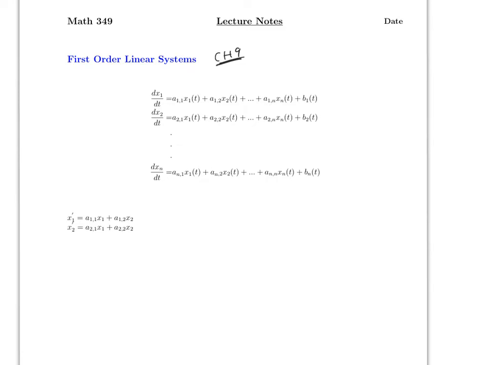In this video, we will only cover homogeneous differential equations. Remember, homogeneous in this case means that B1 is equal to B2, all the way to Bn, and all of them are equal to 0. Right, homogeneous. Okay.